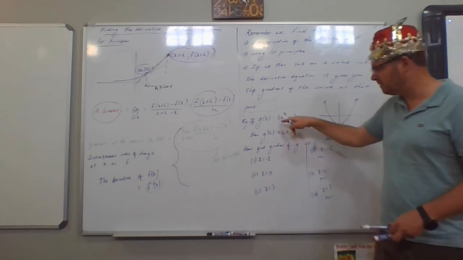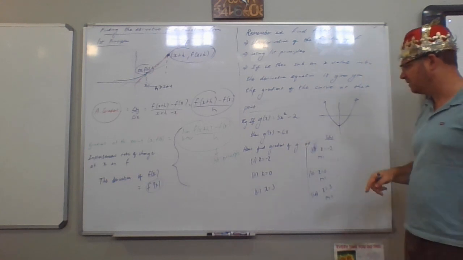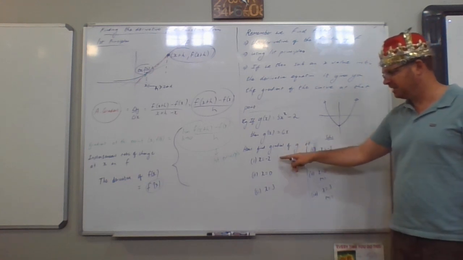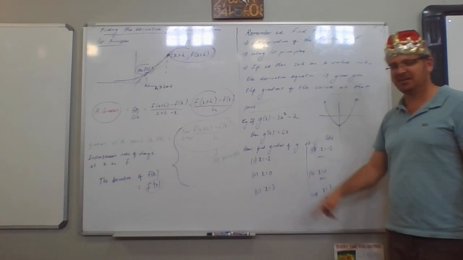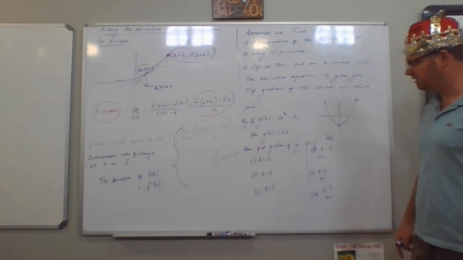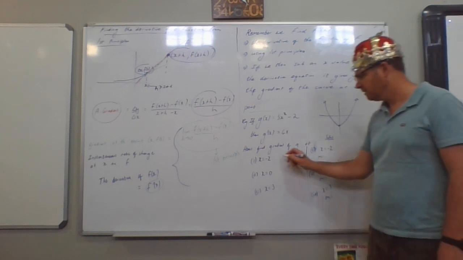So hence, using this information above, go find the gradient of g at x is equal to negative 2, x is equal to 0, and x is equal to 3. Right, go give that a go, then come have a look.